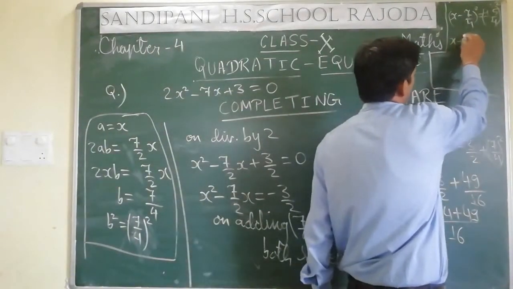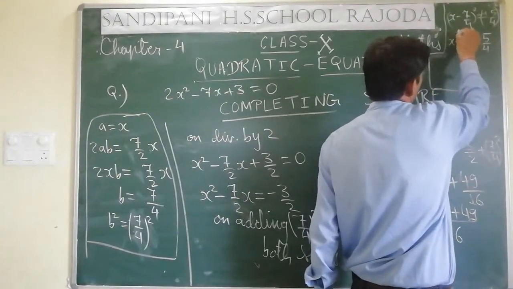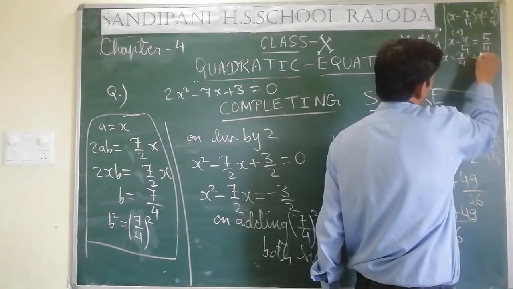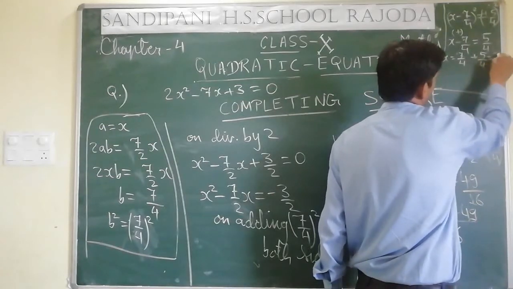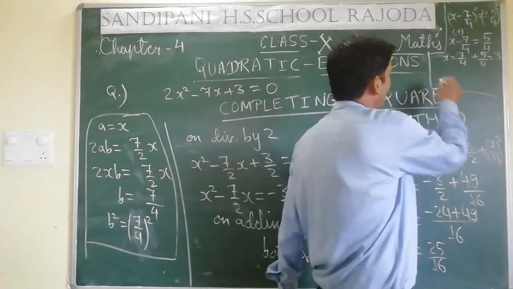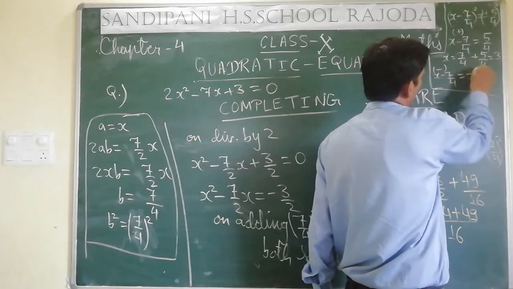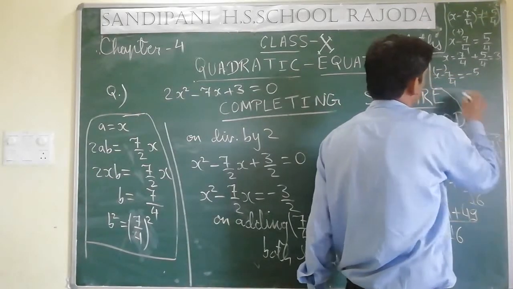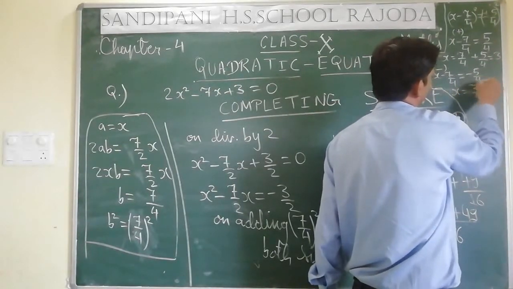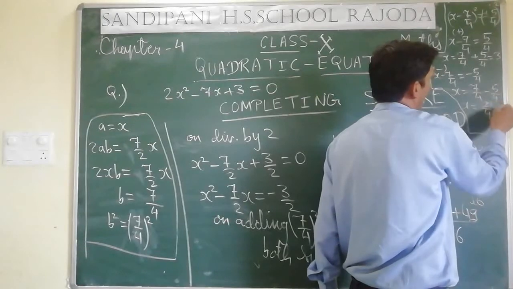So x minus 7 by 4 is equal to 5 by 4 after taking positive sign. So it is x is equal to 7 by 4 plus 5 by 4, that is 12 by 4, that is 3, because 4 is LCM, 7 plus 5 is 12. 12 by 4, that is 3, and after taking negative sign, x minus 7 by 4 is equal to minus 5 by 4. So it will be equal to x is equal to 7 by 4 minus 5 by 4. So x is equal to 2 by 4, that is equal to 1 by 2.